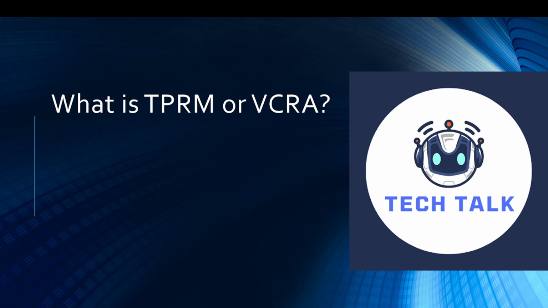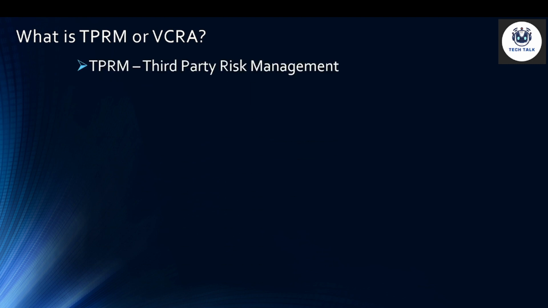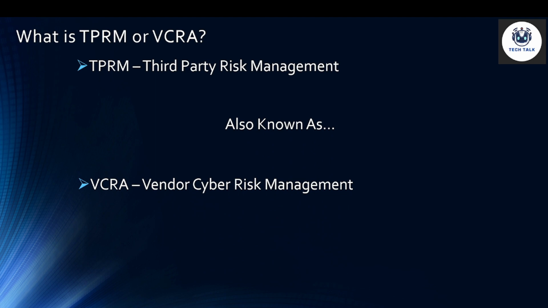Hi guys, today we'll talk about what is TPRM or VCRA and why is it important. So let's begin. What is TPRM or VCRA? TPRM stands for Third Party Risk Management. You may also know it as VCRA, Vendor Cyber Risk Management. Now other organizations may call it something different, but essentially it falls under this category.